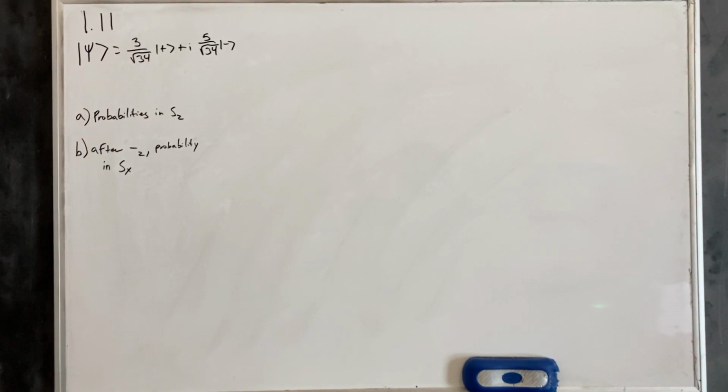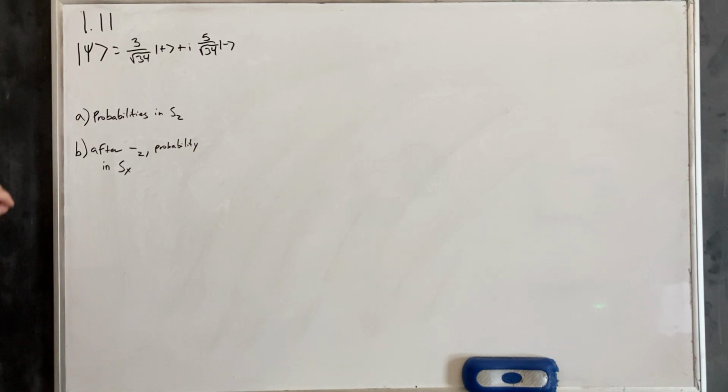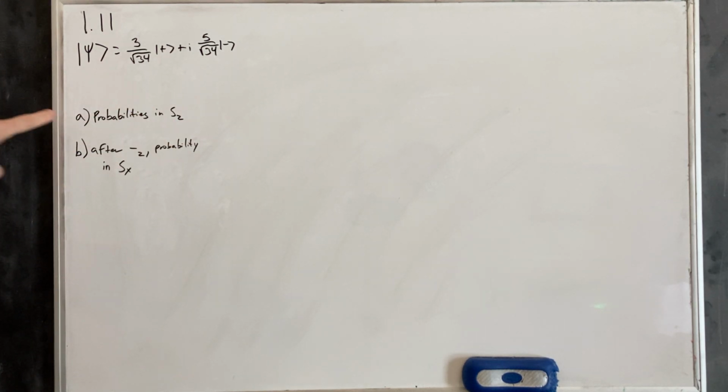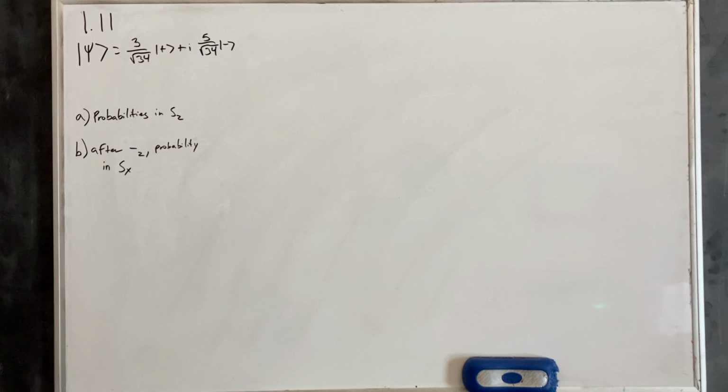Okay, on to 1.11, which is another fairly easy one. So we're given this state right here, and it says find the probabilities of up and down along z. And then it says, assuming that we take the results from the down spin from z and then measure it in x, what are the probabilities for x? We kind of can just, we know both of those answers already.